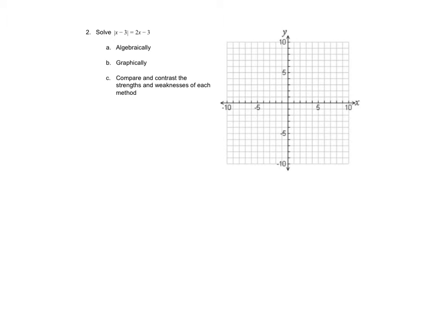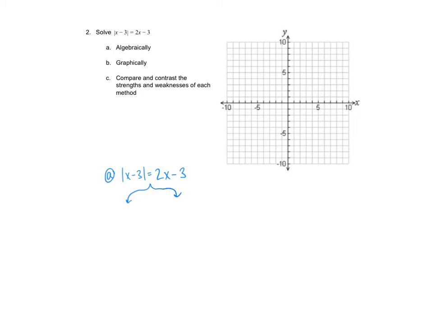All right, everyone, number 2 says solve the absolute value of x minus 3 equals 2x minus 3. And first, we want to solve it algebraically. So what we do first is we set up our two equations. One where the right side of the function is the same and one where the right side of the function is negative. So I want you to press pause, try to set up the two equations, and try to solve both equations.